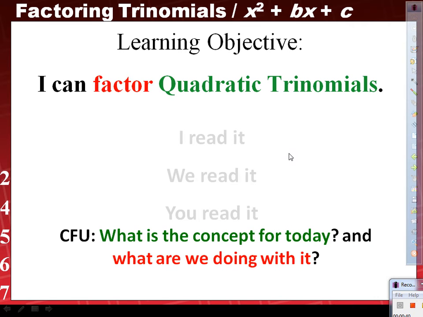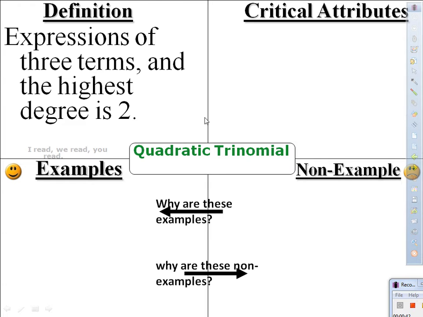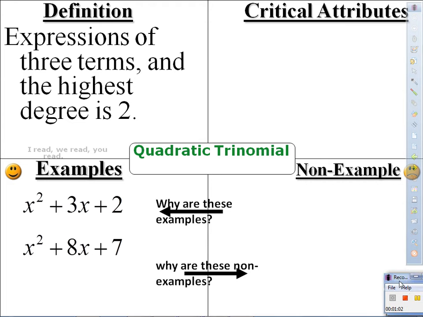In your Frayer model, you're going to write quadratic trinomial. What is a quadratic trinomial? An expression of three terms that highest degree is 2. Example: x squared plus 3x plus 2 and x squared plus 8x plus 7. Copy that, and then I'll elaborate on the definition.